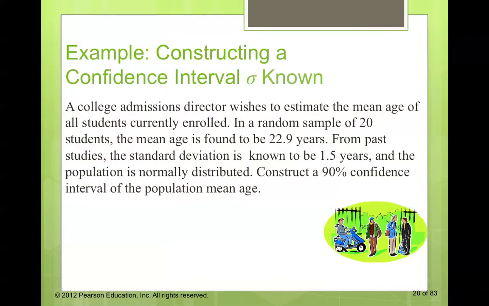Alright, so here we have another one. Constructing a confidence interval, sigma, when it's known. So it tells me that in a random sample of 20 students, the mean age is found to be 22.9. From past studies, the standard deviation is known to be 1.5. So we don't have to find mean or standard deviation. They have given that to us, and they have also given us the number of people involved with it. They want a 90% confidence interval for the population mean age.